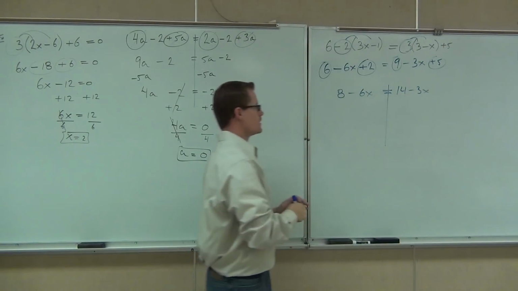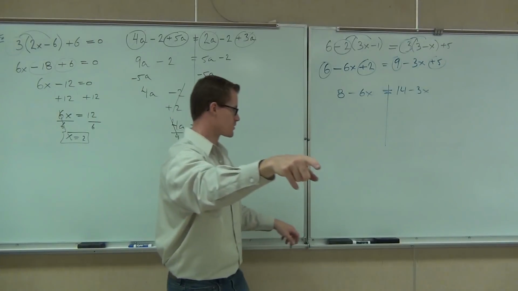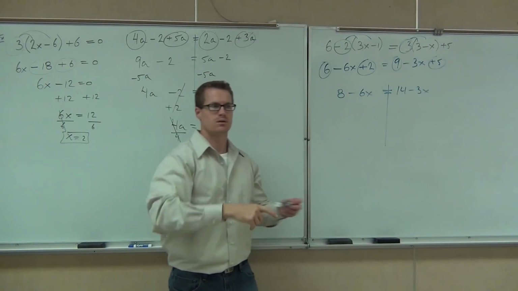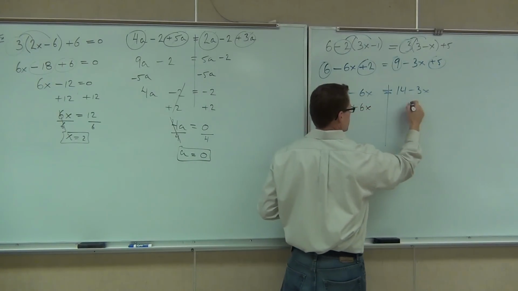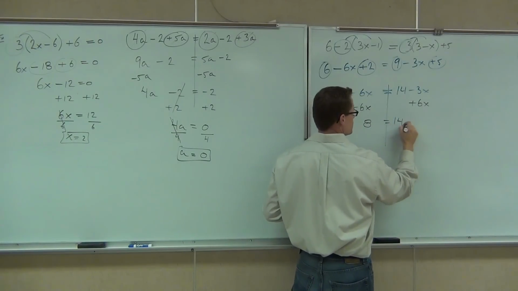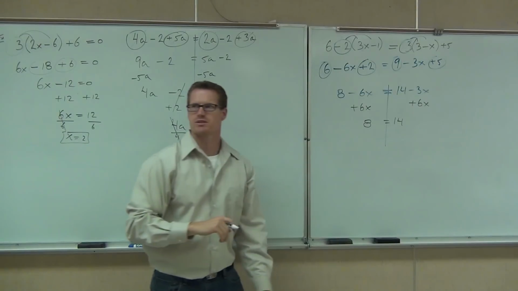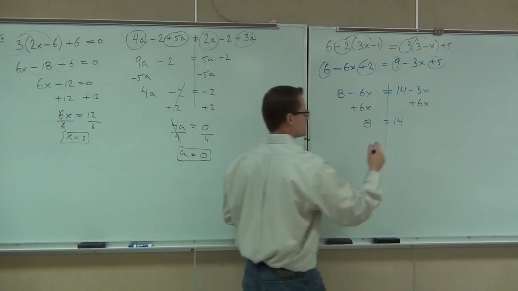Then you're going to eliminate the smaller variable. Which is the smaller variable here? Perfect. We've got 8 equals 14. How much is negative 3x plus 6x? 3x. Good.